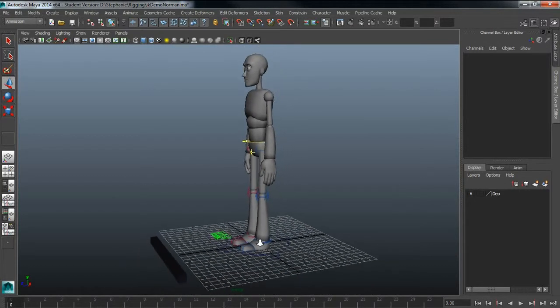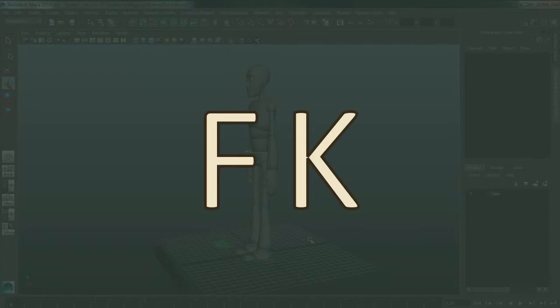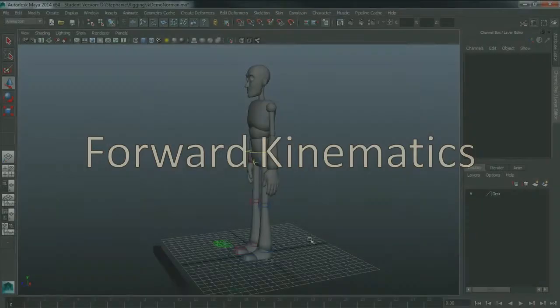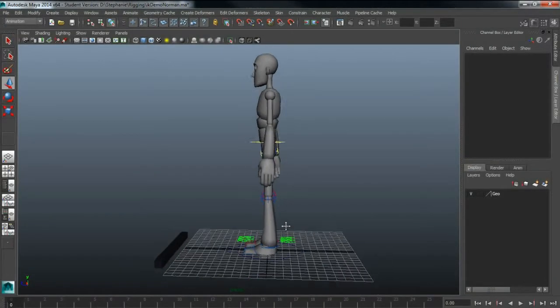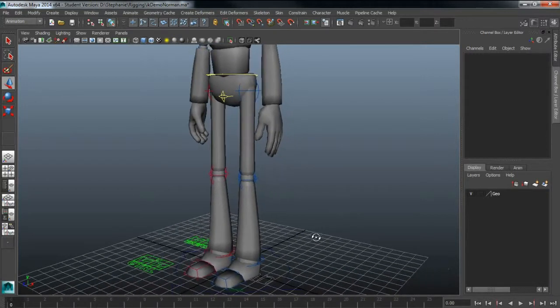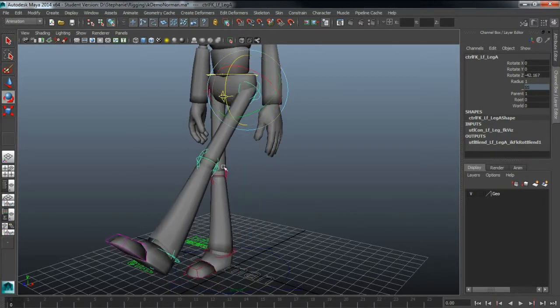All right, so IK versus FK. FK stands for forward kinematics. Now, what does that mean? Well, if we look here at our legs, forward kinematics is the idea that, as we've discussed before, the top of the joint chain is sort of the head honcho, and these other joints follow.